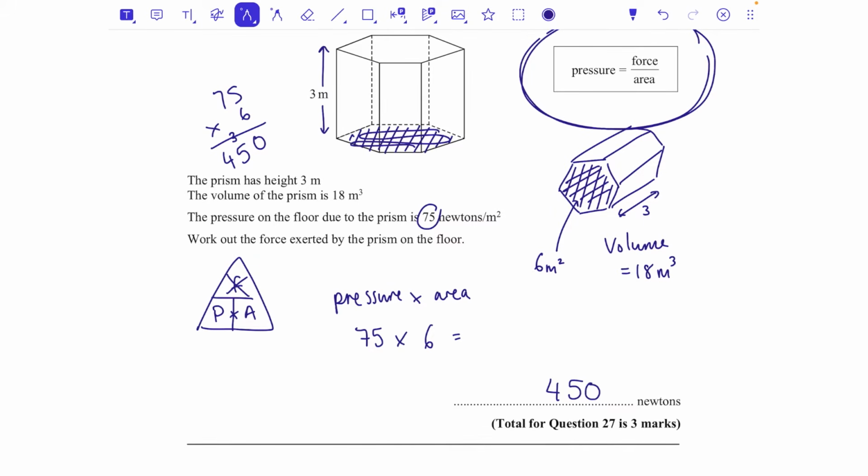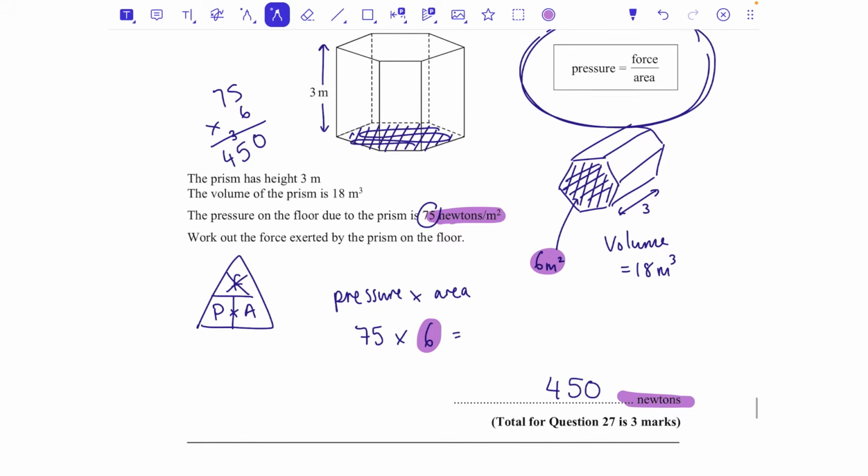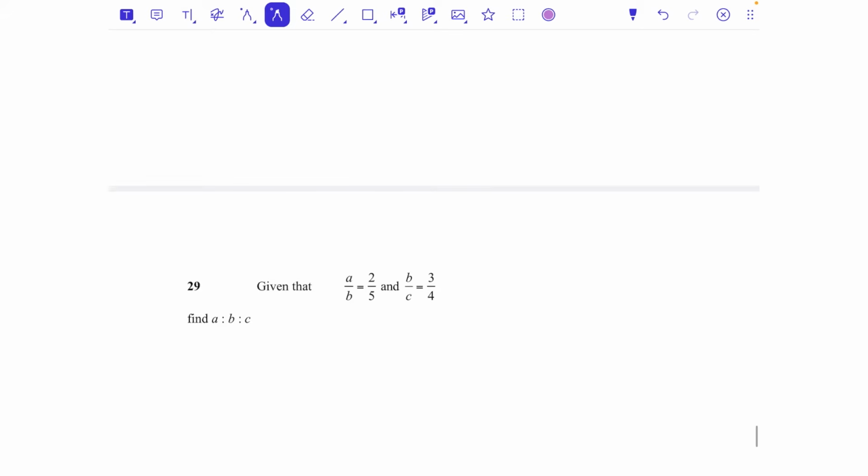Always be really wary about the units for these questions. So the pressure was in newtons per meter squared. Our area was in meters squared. And our force was in newtons. So everything matched up, and that's what we want to see. If it didn't, you might need to do some conversions to be able to get the right answer.